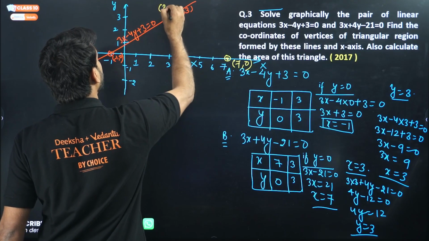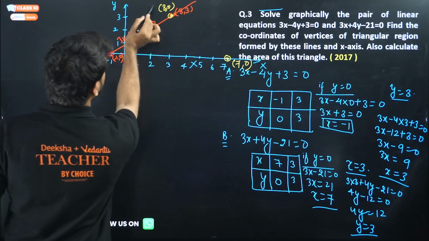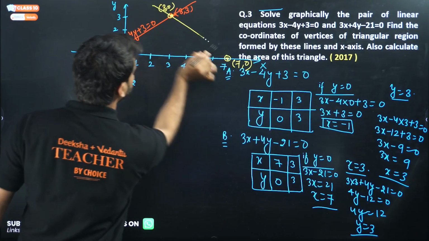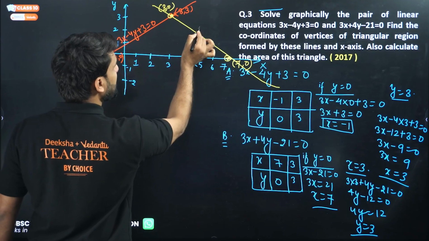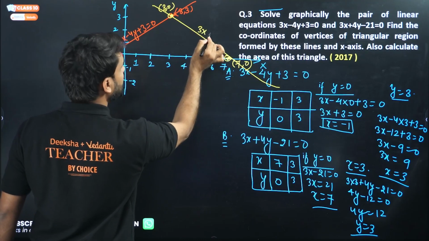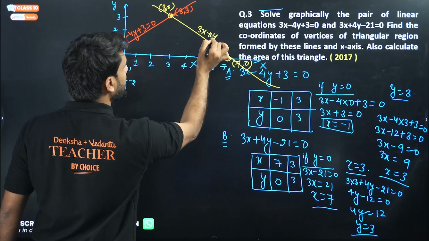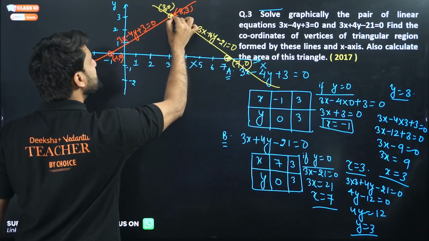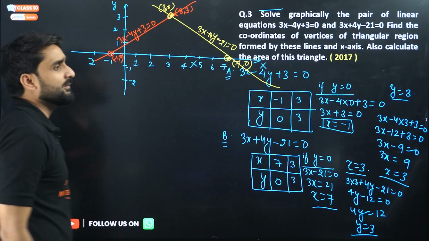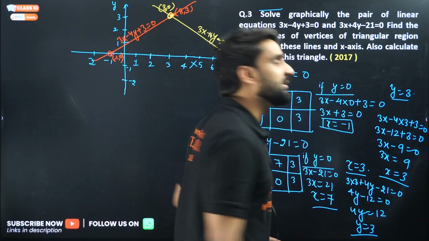Again the common point, and let's connect these two coordinates. So on connecting these two coordinates, this is the line of the equation 3x plus 4y minus 21 equals to 0. So which is the common point? This is the common point. So 3 comma 3 is the solution.